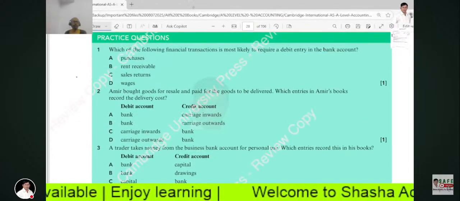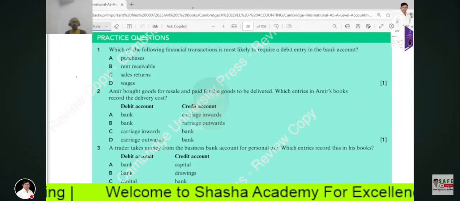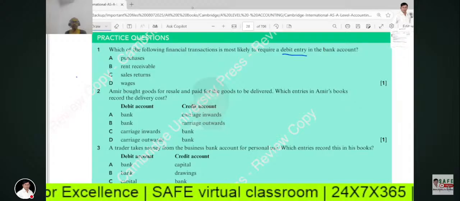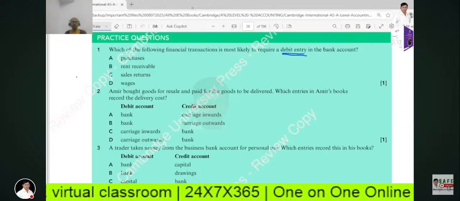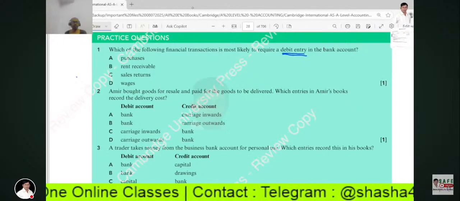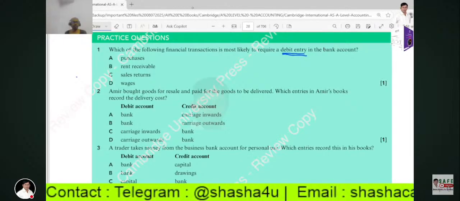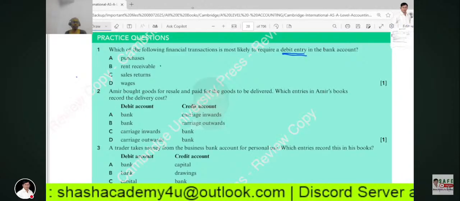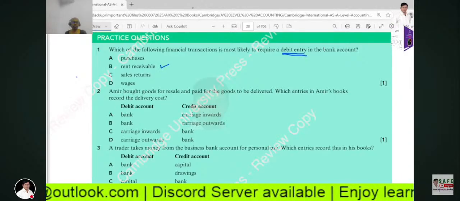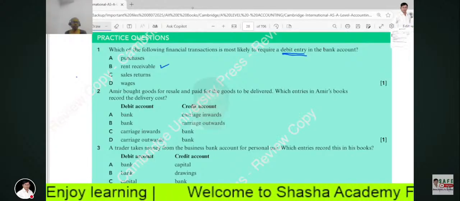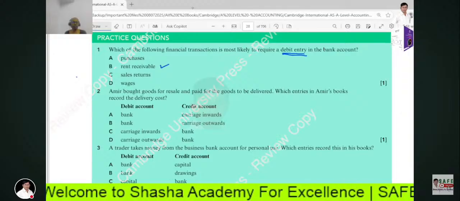Which of the following financial transactions is most likely to require a debit entry? What is a debit entry in the bank book? What is being received? What you receive, when you sell, you receive. When rent is receivable, obviously you receive. So it will be debited. Sales returns, you don't receive. Wages, you don't receive. So there is nothing you receive.